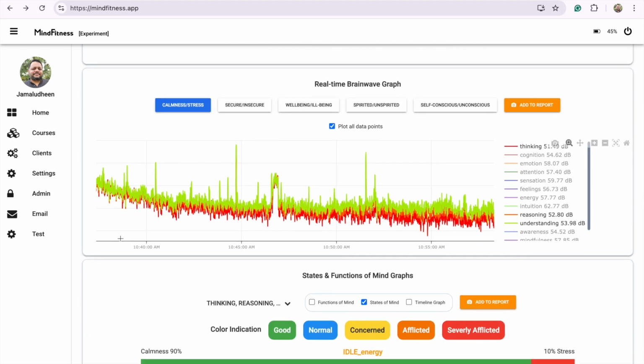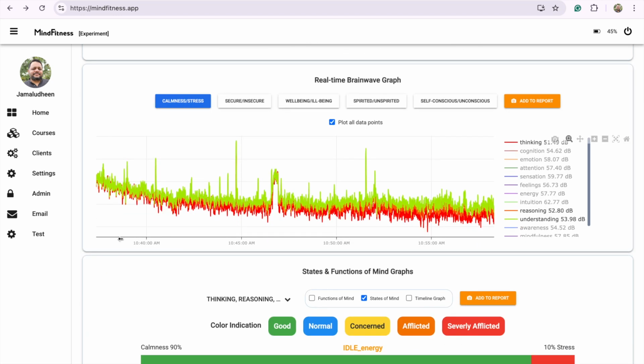MindFitness is a real-time mind assessment and training system inspired from the wisdom of ancient Egypt, of how we can document the subjective experience by listening into the resonance of your brain waves and heartbeats and breathing. That's how I was inspired to create MindFitness, from understanding the ancient Egyptian wisdom.